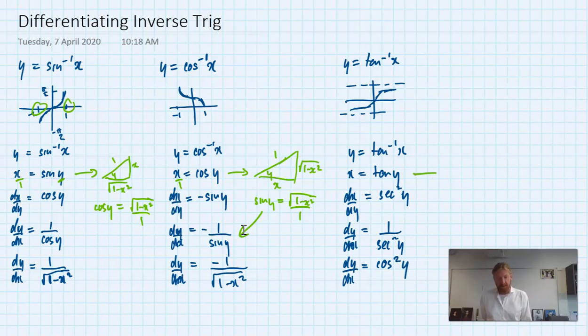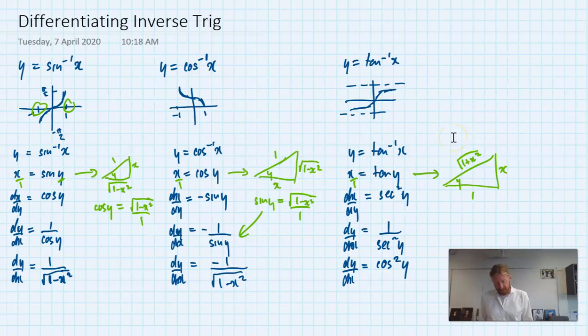Alright. This is a little bit different to the other guys. Tan always is. Drawing the triangle, with y, opposite and adjacent, the hypotenuse is the square root of 1 plus x squared. So it's already different. The other guys had minuses. This guy's got a plus.